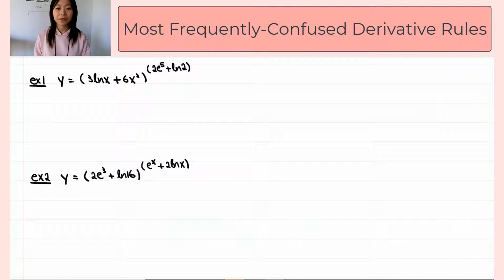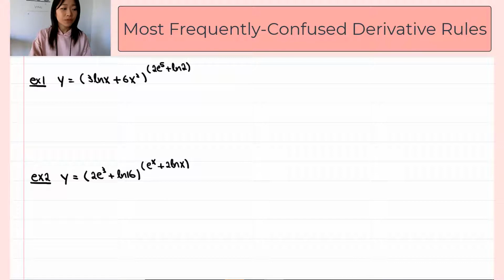Let's look at some examples. The first one, we have 3 times ln of x plus 6 times x squared to the power of 2 times e to the power of 5 plus ln of 2. First of all, we need to recognize which one is the constant. Is the base constant? Is the exponent constant? Or are they both functions of x?